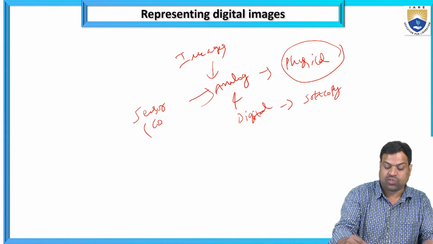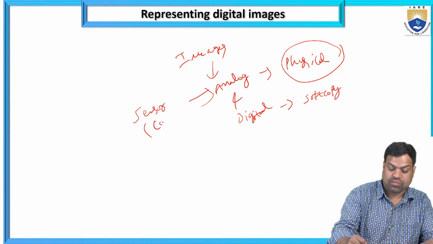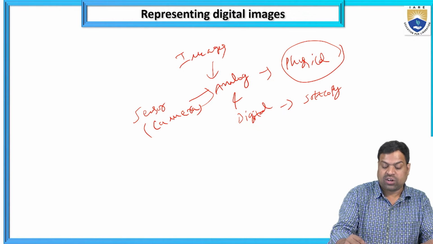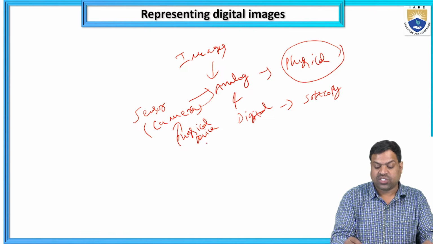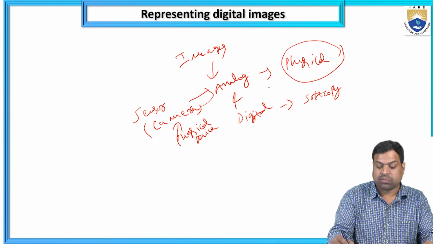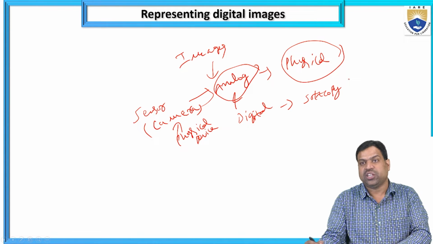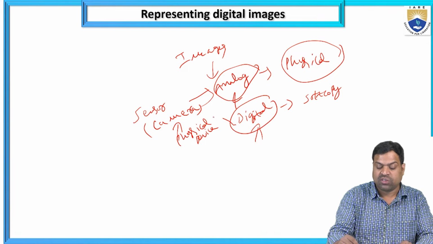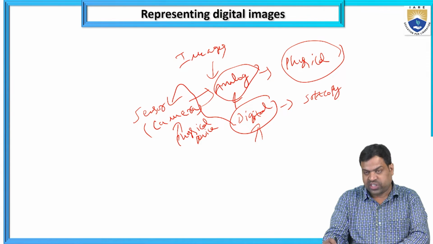I am using a sensor in the form of a camera. So I am using a camera or sensor. It is a physical device. It is capturing the person or image, whatever it may be, in the form of analog, that is physical. After capturing, the image is in digital form. But how are we getting the digital form? With the help of sensors or a physical device, we are getting the soft copy or digital copy, that is a digital image.